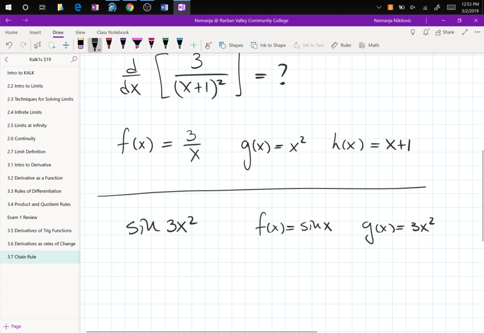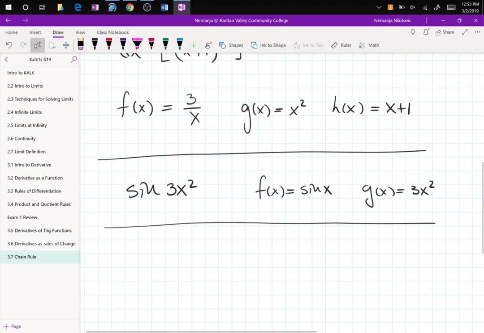It's a very systematic way. How about ln squared of x plus 3? Fine, we can deal with that.